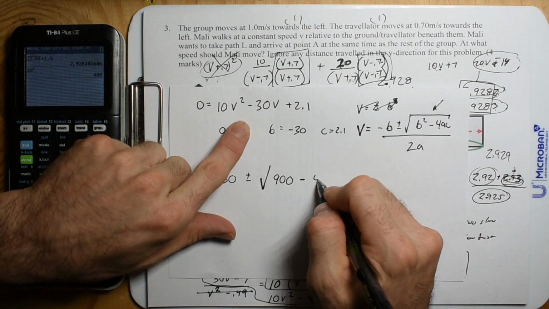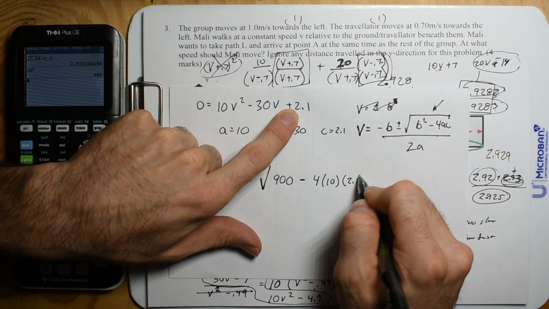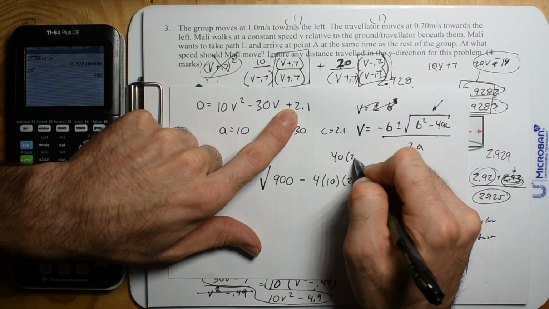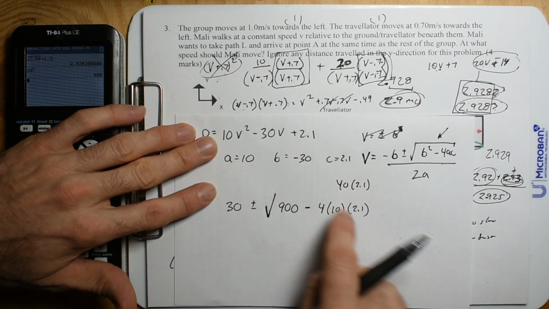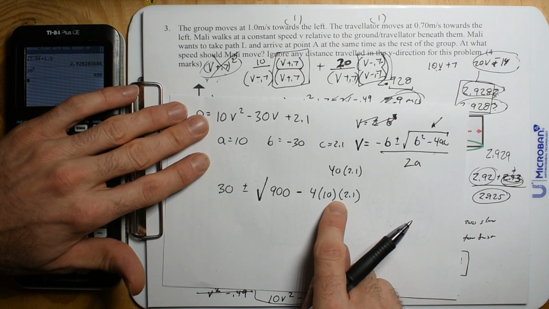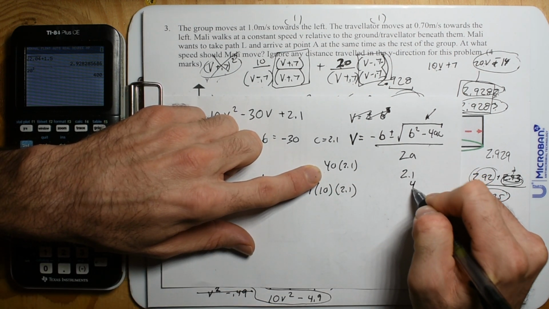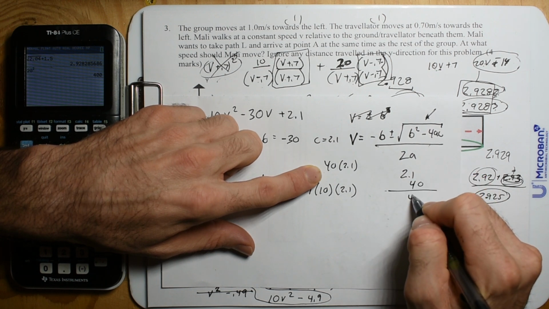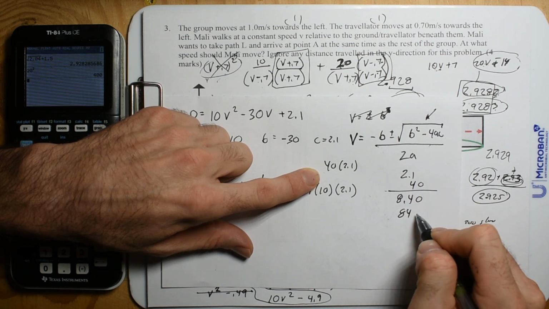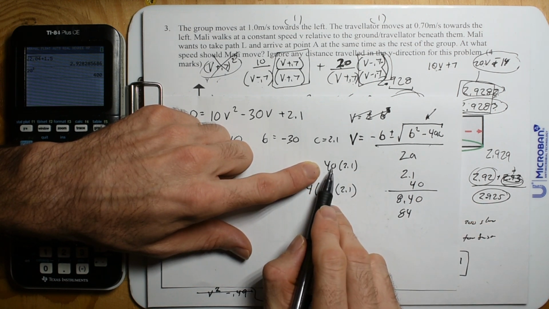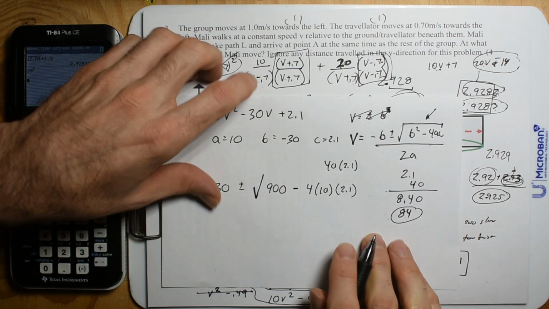Anyway, so now we have 4 times 10 times 2.1. So this is going to be 40 times 2.1. Now, am I doing this right? Yeah, this is positive root, so we do have a negative here. And we're going to have 2.1 times 4 is 84. Yeah, no duh. Cool. I don't even know if I got that right.